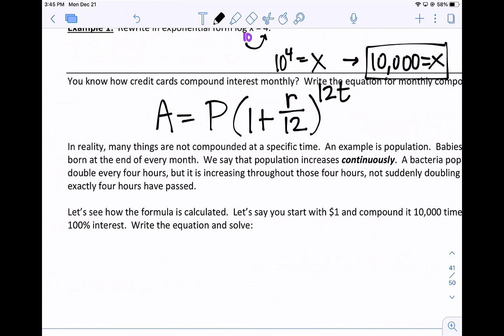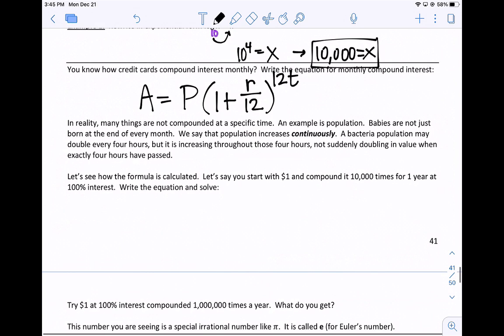In reality, many things are not compounded at a specific time. An example is population. Babies are not just born at the end of every month. We say that population increases continuously. A bacteria population may double every 4 hours, but it is increasing throughout those 4 hours, not suddenly doubling in value when exactly 4 hours have passed. Let's see how the formula is calculated for continuous interest.